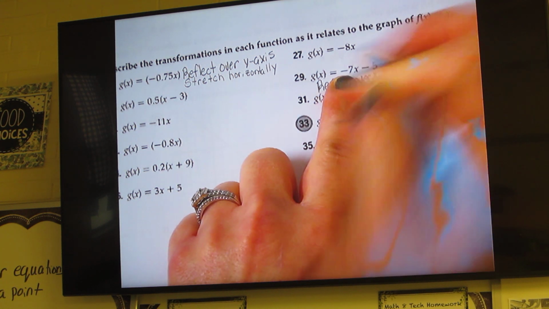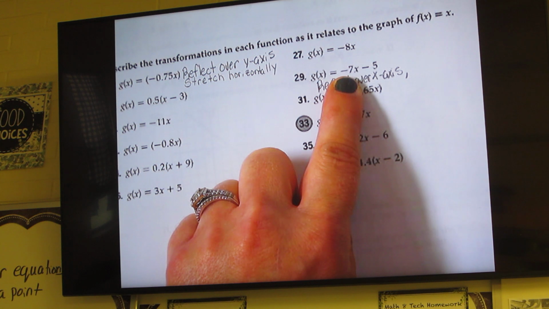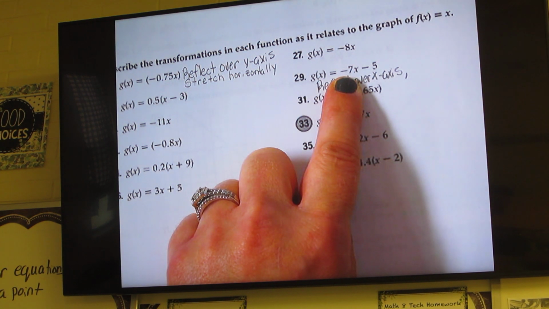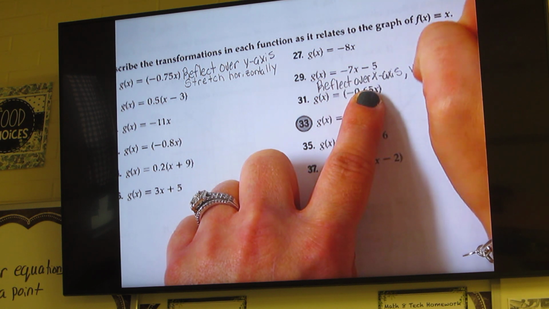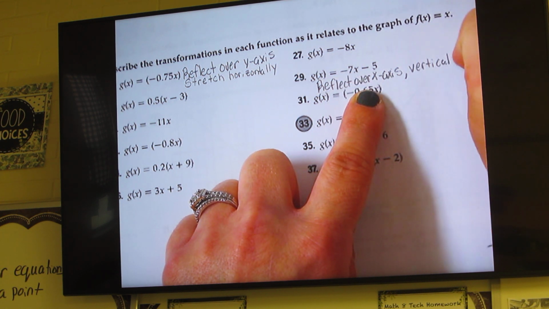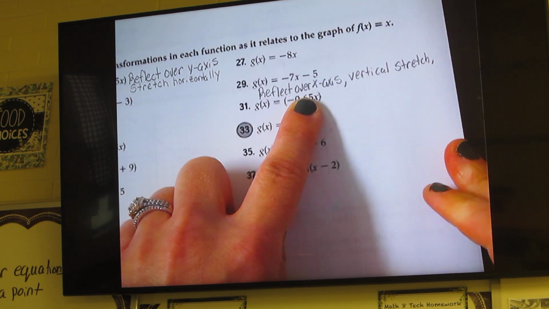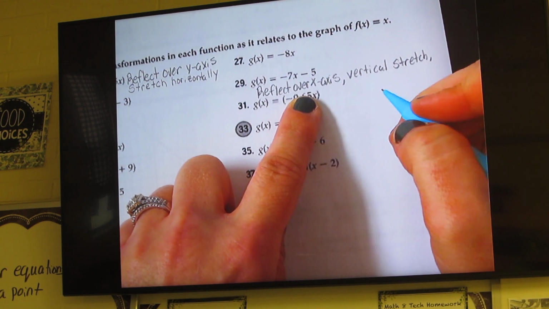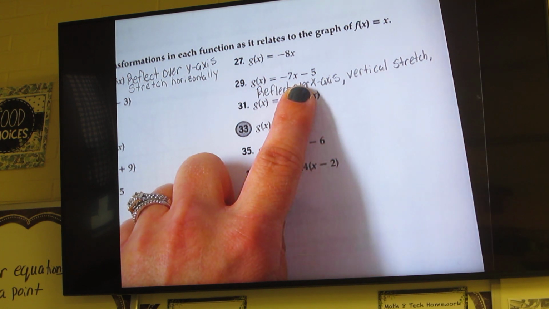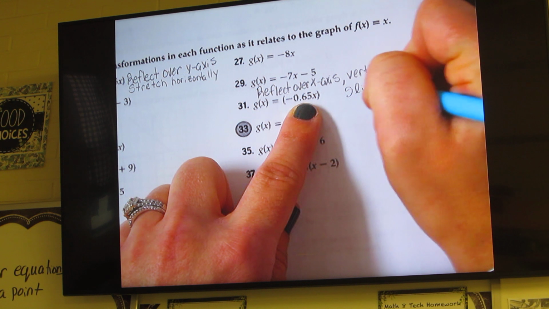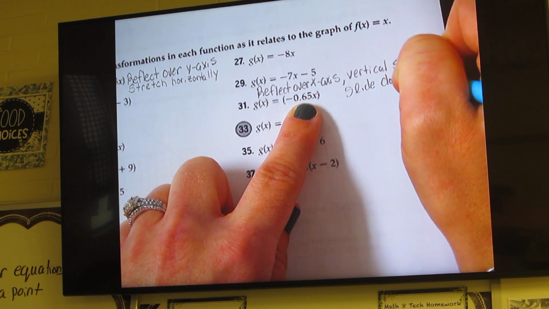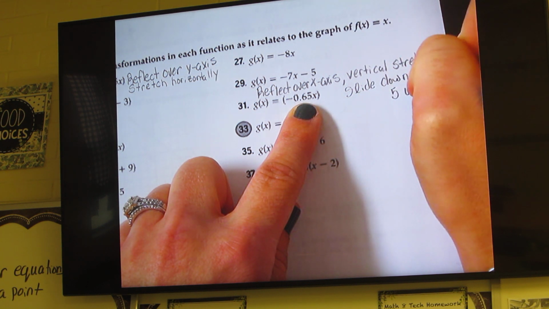And then look at the number. There's no parentheses involved, so this is going to be a vertical dilation. It's greater than 1, so it's going to be a stretch. So a vertical stretch. And we have this -5 that is not in parentheses, so this means it's going to be up or down. And since it's negative, then we slide down 5 units.